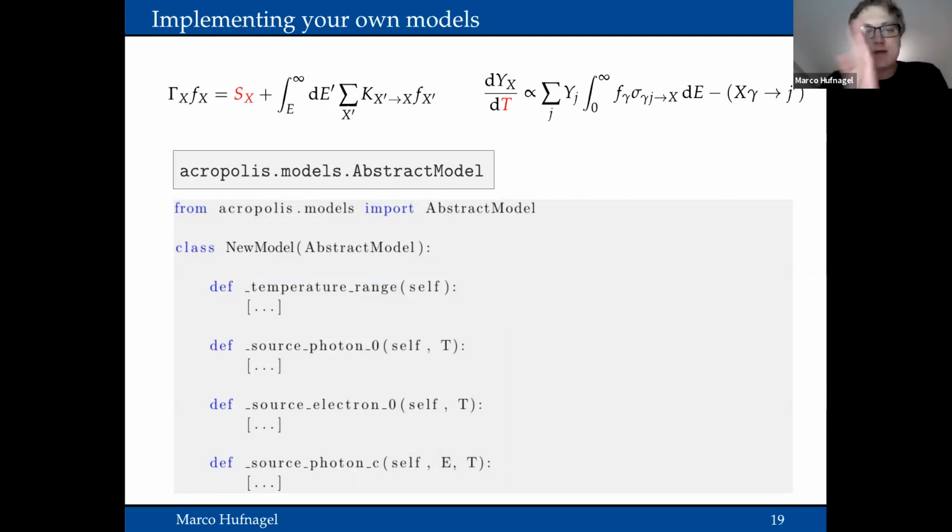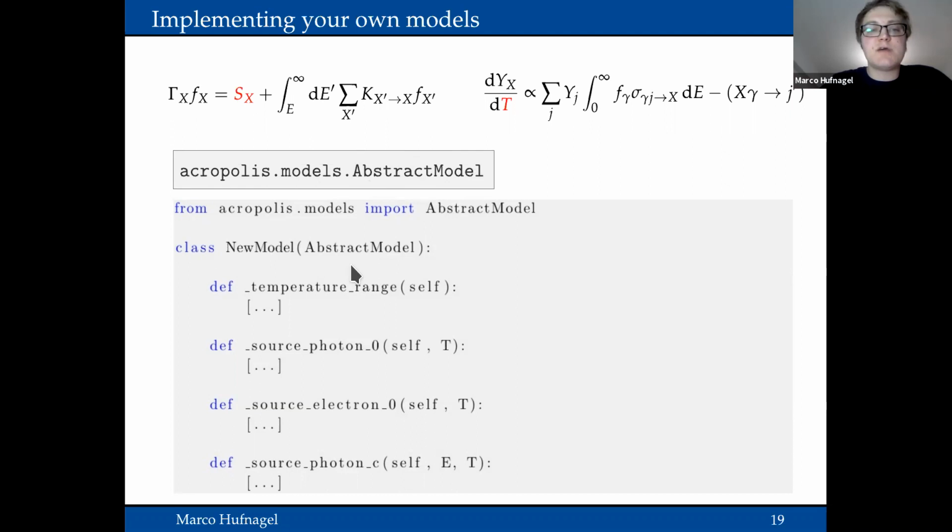And with this slide, I basically just want to take the fear from you that it's really easy to implement your own scenarios in ACROPOLIS. This is because we essentially try to hide most of the low-level implementation from the user, which we've done in this class abstract model. It has all of the low-level implementation, but you do not have to think about it too much. If you implement your own model, say new model, you just have to inherit from this abstract base class, and then you inherit all of the low-level implementation.